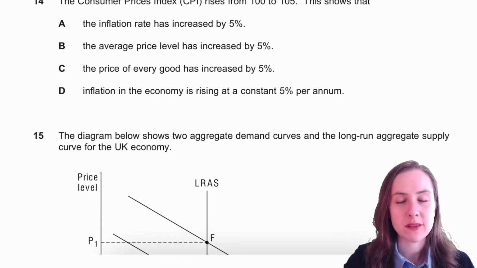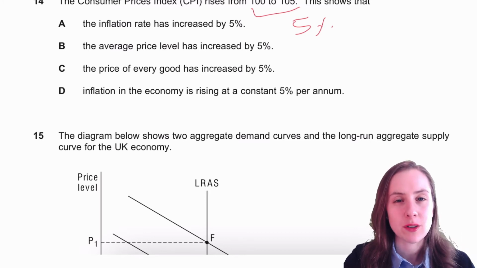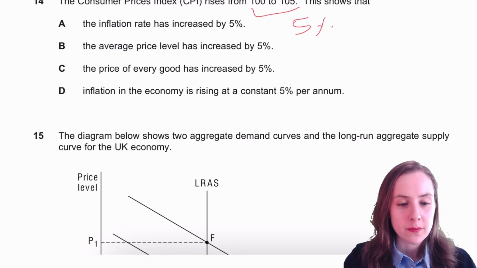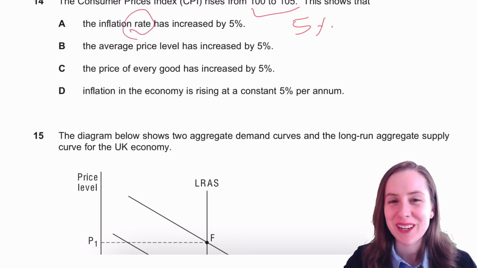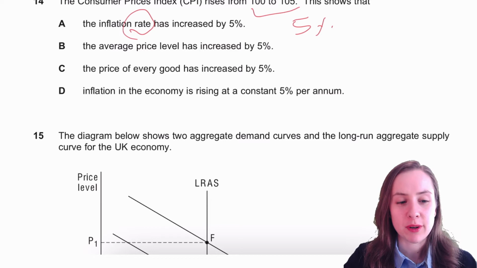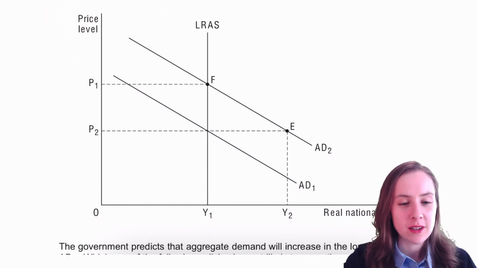Consumer prices index rises from 100 to 105. Okay, consumer prices index is how we measure inflation. So there's been 5% inflation. If you do the percentage change equation, you'll see that. Inflation rate has increased by 5%. I'm kind of confused with the phrasing inflation rate. I'm not sure about that one. Is it inflation? Maybe inflation rate. Average price level is increased by 5%. That's exactly what the CPI does. The CPI tracks what's happening to average prices over time, and they've increased by 5%. We just worked that out.